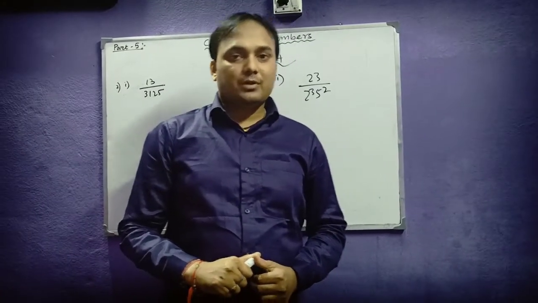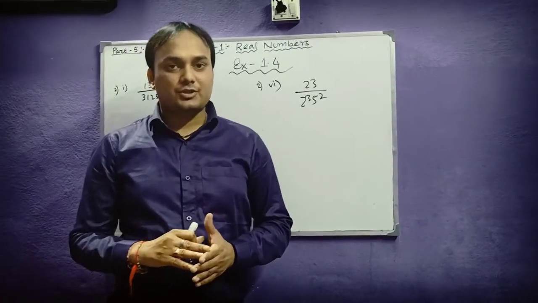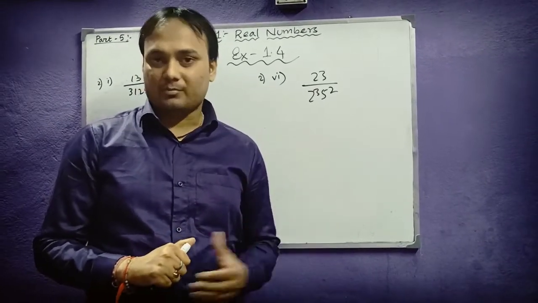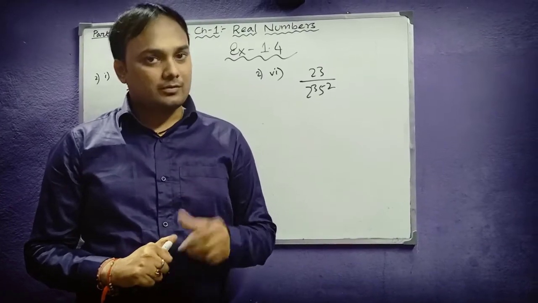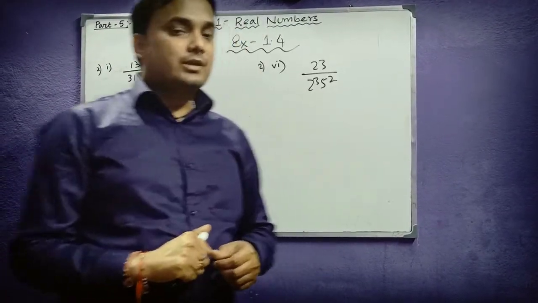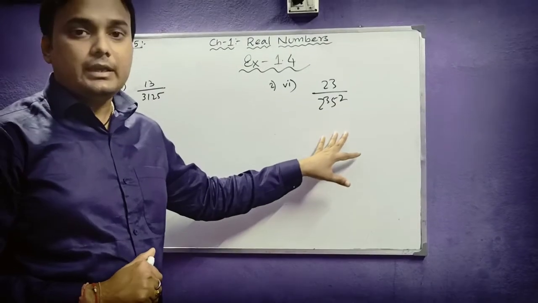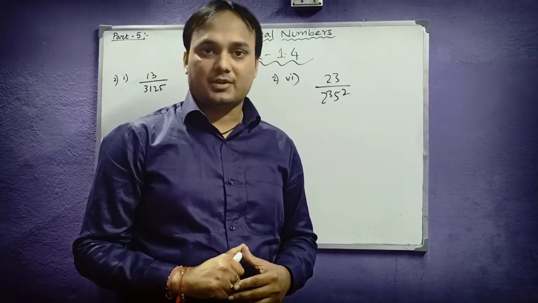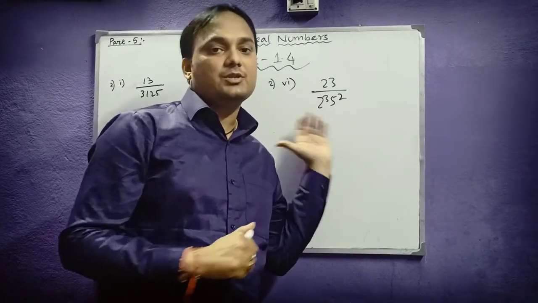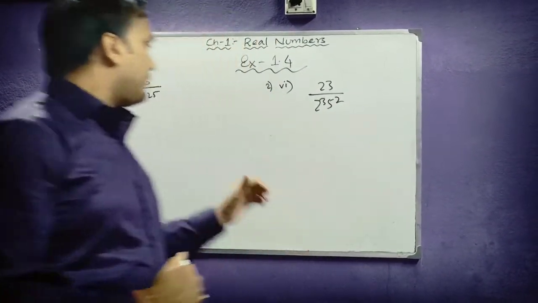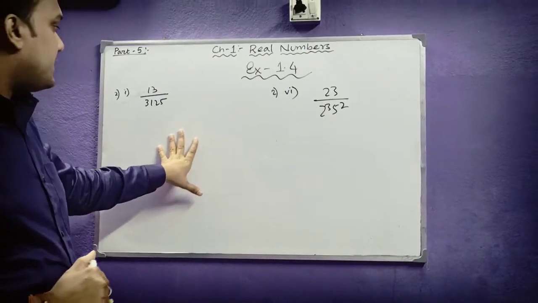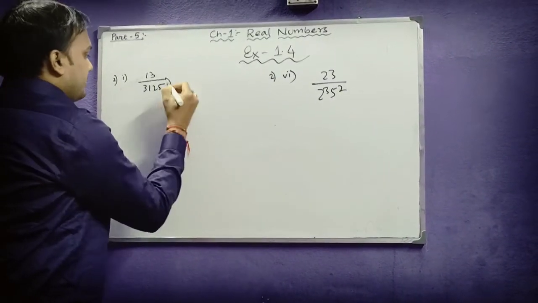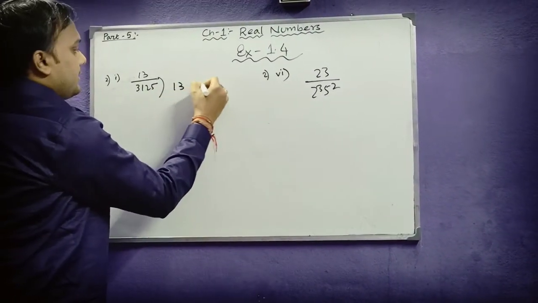Students, in this question number 2, we just need to write the decimal expansion of all the terminating decimals of question number 1. In question number 1, I solved 3 questions. Among those, these 2 were terminating decimal expansions and the last was a non-terminating repeating decimal expansion. So we just need to find the decimal expansion of these 2 questions. We just need to do the normal division, that's it. It is very easy.